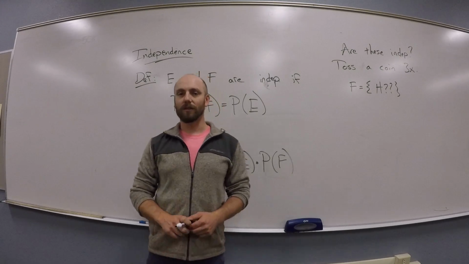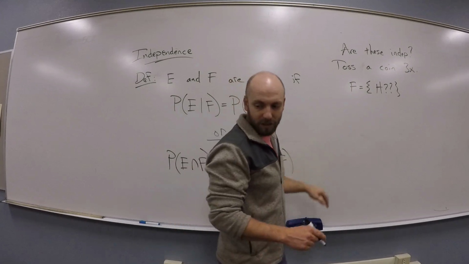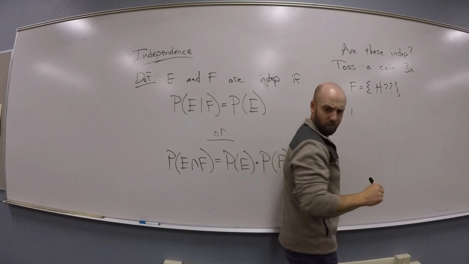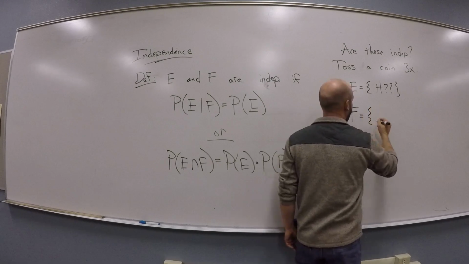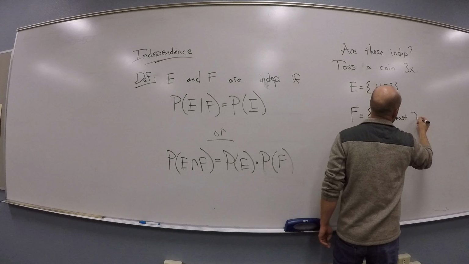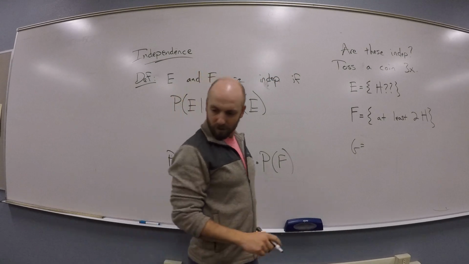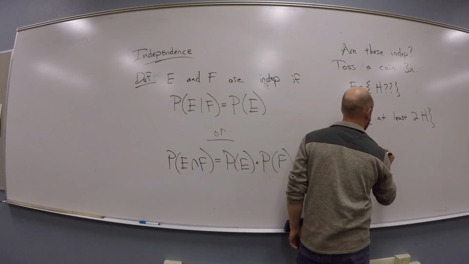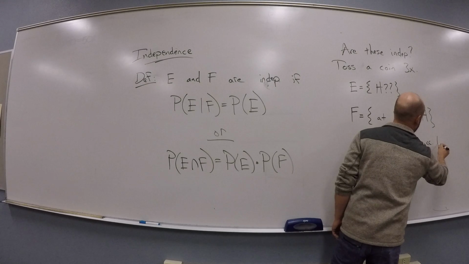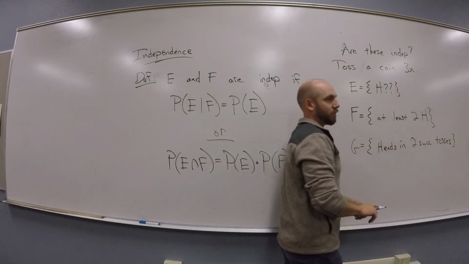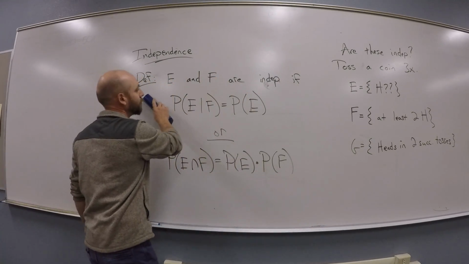The events that I'm going to ask about: the first event is heads and then something goes on. I'm going to call this one E and this one F. So F is at least 2 heads. And G is going to be heads appear in 2 successive tosses. You guys with me? Okay, so I'm going to write out my sample space up here.